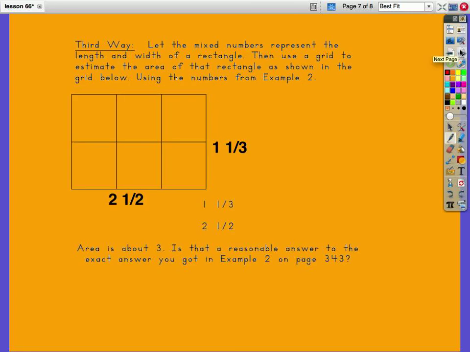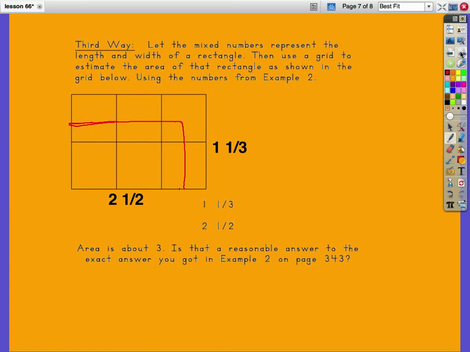Third way, let the mixed numbers represent the length and width of a rectangle. Then use the grid to estimate the area of the rectangle as shown in the grid below, using the numbers from example 2. Okay. So I got 2 1/2 is right here, 1 1/3. So I have 2 full boxes. Looks like I have a couple of thirds there, so I get around 3. Area is going to be about 3, and that's about what our answer was.